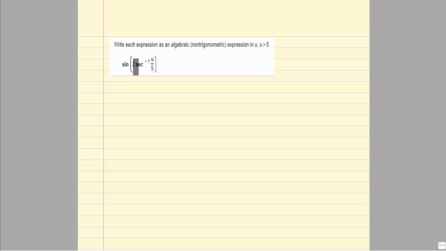This is 2 inverse secant of u over 5. So this is 2 times an angle that has a secant of u over 5. So a good way to start this would be to think about how we could evaluate inverse secant. So remember, when we start talking about working on the inside, let's focus on this right here. I'm going to call this alpha. So what this actually looks like is the sine of 2 alpha. And there's a nice trig identity that says the sine of 2 alpha is equal to 2 sine of alpha cosine of alpha. So we need to be able to work with this alpha.